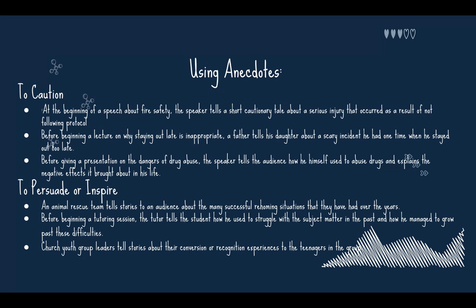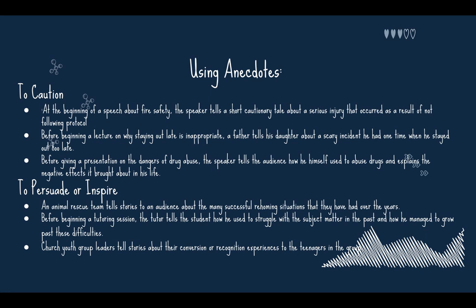So I like to break it down into a couple of different ways that anecdotes can be used based on the purpose of the particular speech. So if anecdotes are being used to caution or warn people, right, to invoke that sense of fear, at the beginning of a speech about fire safety, the speaker may tell a short tale about a serious injury that occurred as a result of not following protocol. Right? So why should we do this? Well, let me tell you a story about how I got hurt when I didn't follow these protocols.